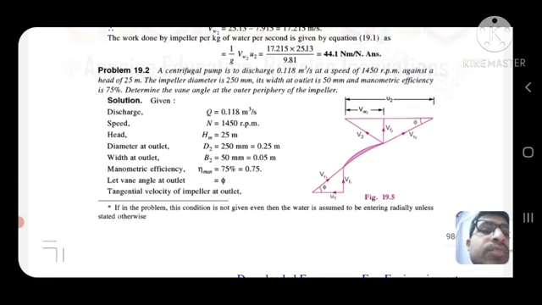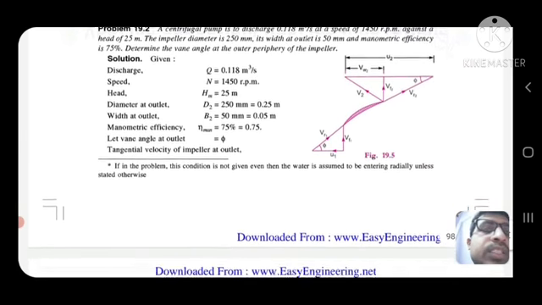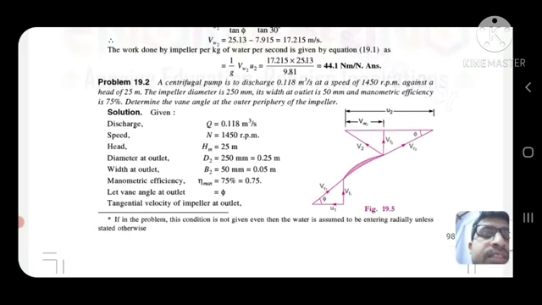A centrifugal pump is to discharge 0.118 meter cube per second at a speed of 1450 rpm against a head of 25 meter. The impeller diameter is 250 mm. Its width at outlet is 50 mm. Manometric efficiency is 75%. Determine the vane angle at the outer periphery of the impeller.